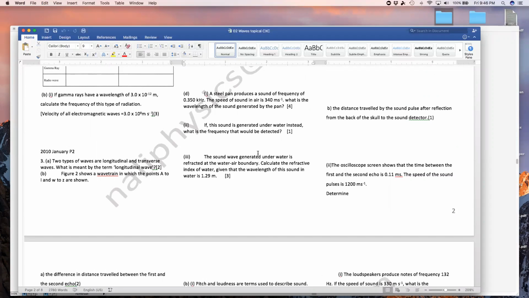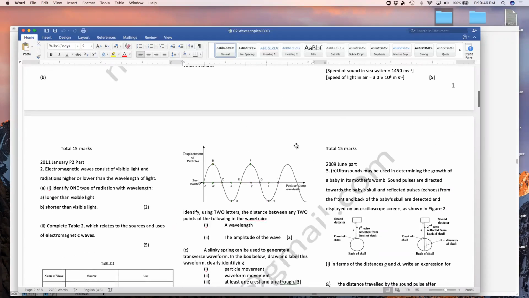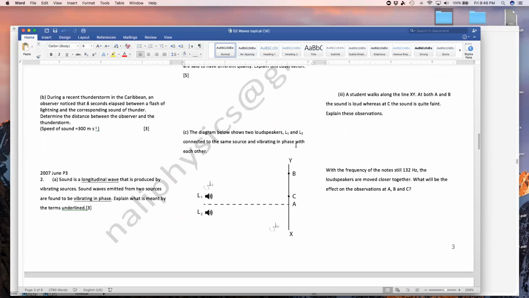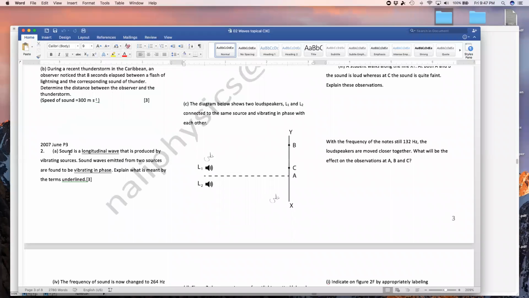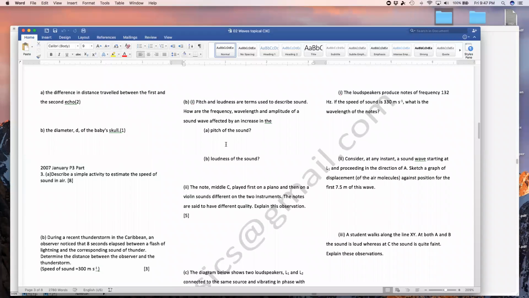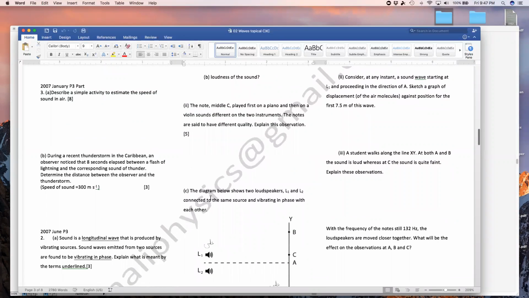Ryan is asking about June 2007, paper 3. Okay, I can go to that. 2007, paper 3. Okay, let's go through this. I know we did this one in class already, but I just don't understand the last part of the question. Sure, I'll do the last part then, which is part C.